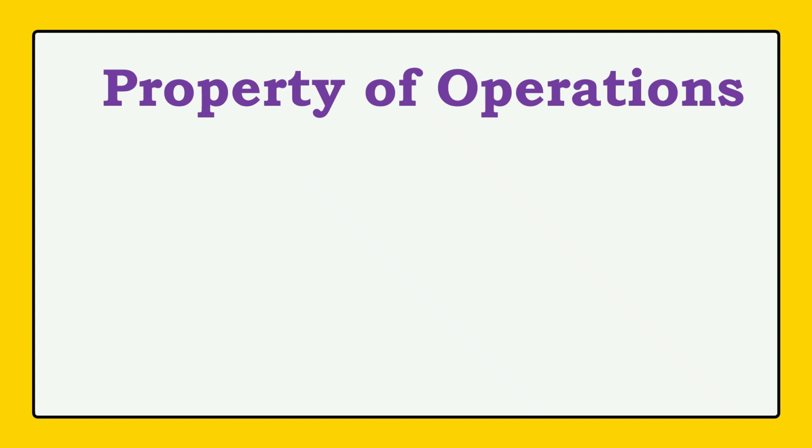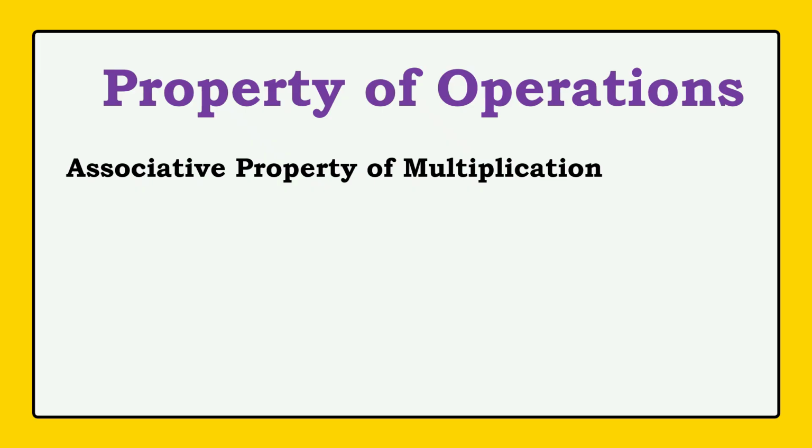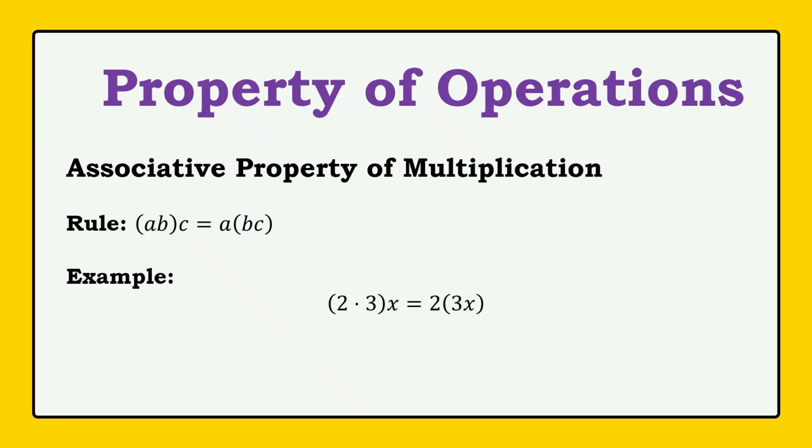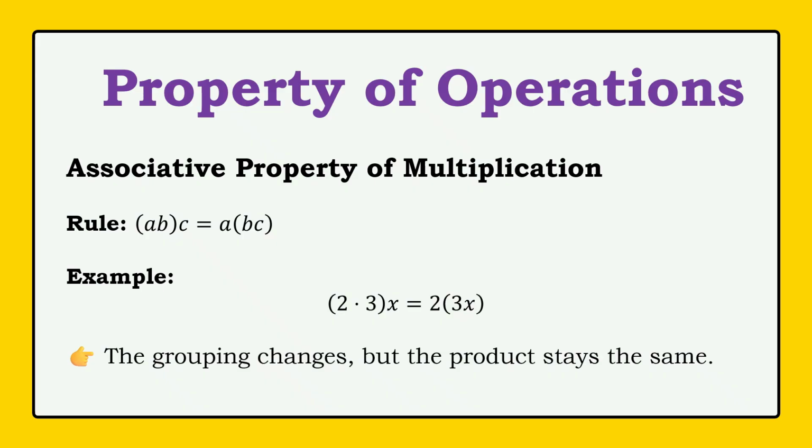We also have the associative property of multiplication. The quantity of A times B, times C, is equal to A times the quantity of B times C. For example, the quantity of 2 times 3, times x, is equal to 2 times the quantity of 3 times x. This means that the grouping changes, but the product stays the same.